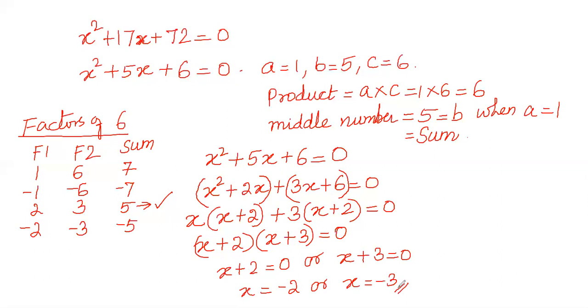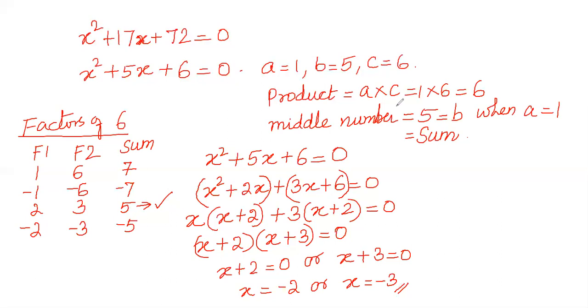These are the solutions. So x should be negative 3 or negative 2 for the equation to be balanced. Now, what is meant by solution? The solution is when you plug it into the quadratic equation, it should be balanced. If you plug in the value of x as negative 2 or negative 3 in that equation, you will get 0.